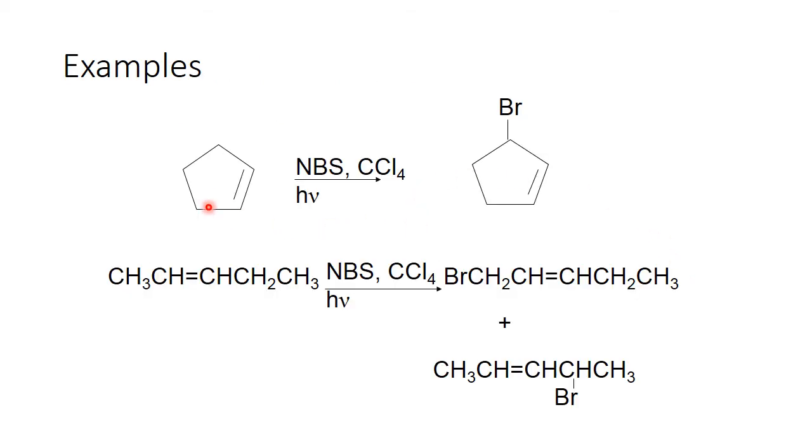Here's an example. I can take cyclopentene and treat it with NBS, carbon tetrachloride. Remember, the carbon tetrachloride is just a solvent, and light. That's what h nu stands for, is light. And what happens? We get bromination in the allylic position. Here's another one. There's two allylic positions here. Where is it going to brominate? Well, you actually get both positions brominating. The one which you would have most likely occurring would be over here because that is a secondary carbon as opposed to a primary one. But you actually would get both of them forming.